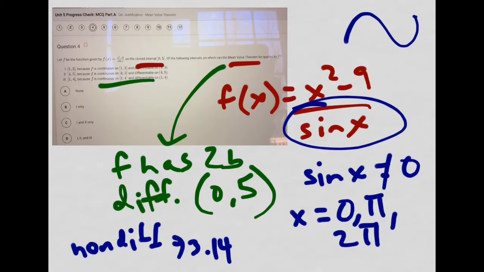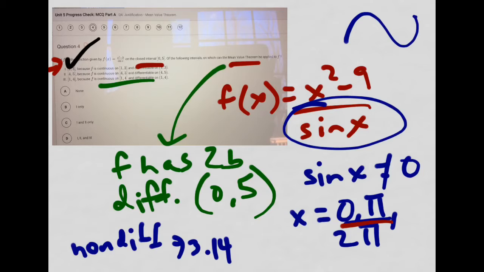And so everything from 0 to pi is perfectly fine. From 1 to 3, that is a good interval to use. So Roman numeral 1 is fine. So let's take a look from there on out.